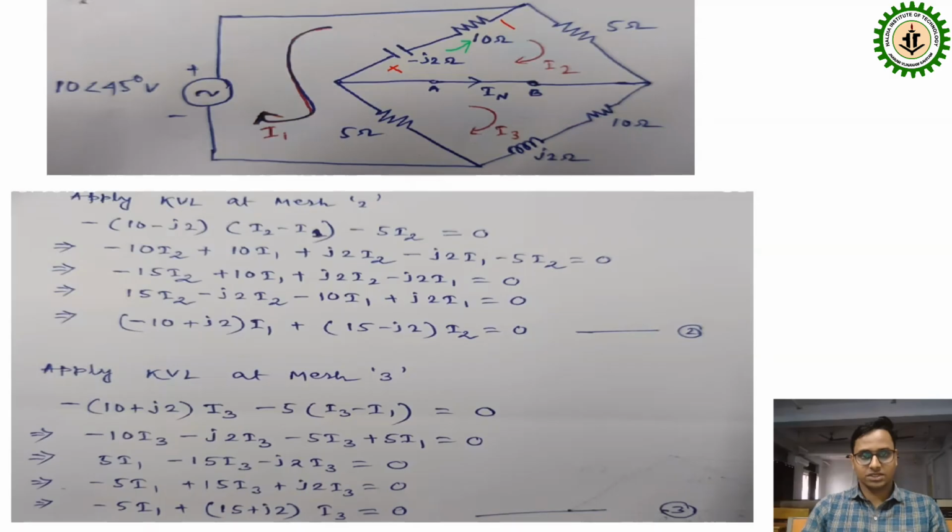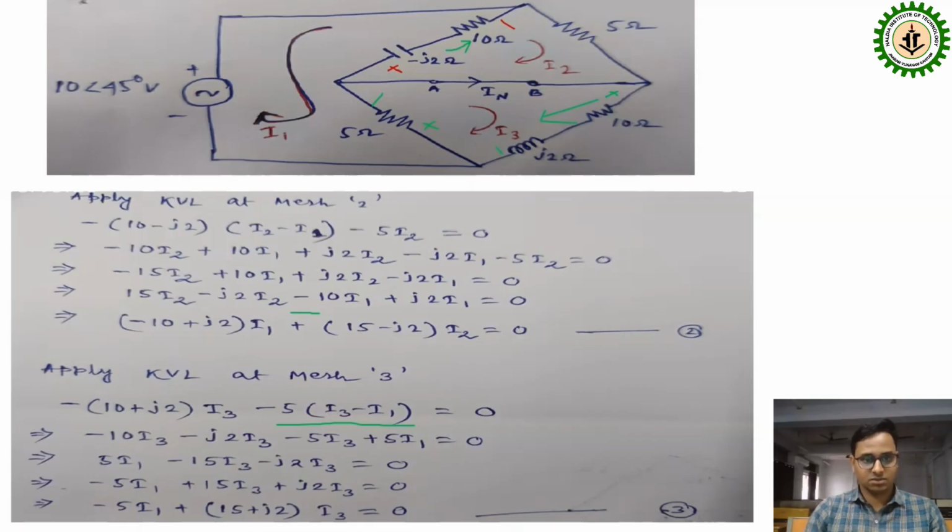Similarly, for this loop 3, here the current is flowing I3 minus I1. This side is plus, this side is minus for mesh 3. So here I have written 5 into I3 minus 5 into (I3 minus I1). But it is a drop in potential, that's why this minus sign. And for this branch, the current is flowing, 10 plus J2 because this is the inductance, 10 plus J2 into I3, and similarly the current flowing through this, that's why this side is plus, this side is minus, (10 plus J2) I3.